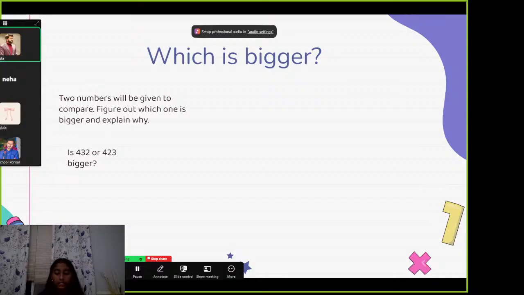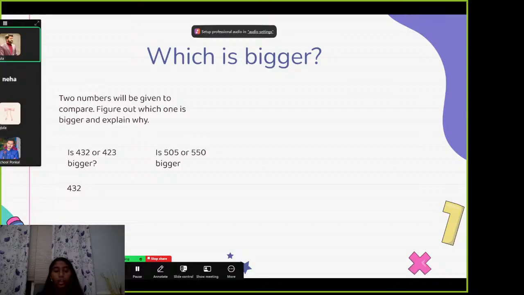So it's the same with the tens, which is 30 and 20. And so you're flipping the 32 to a 23 for the other number. So it's decreasing. So the answer is 432.